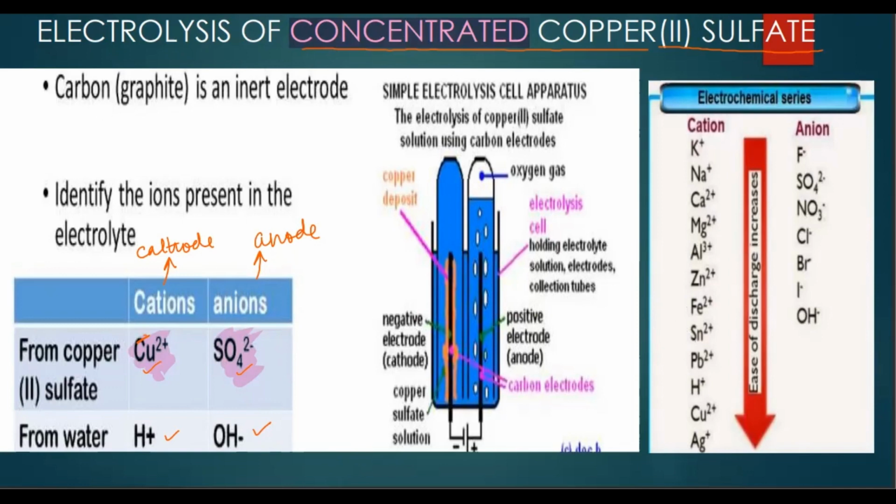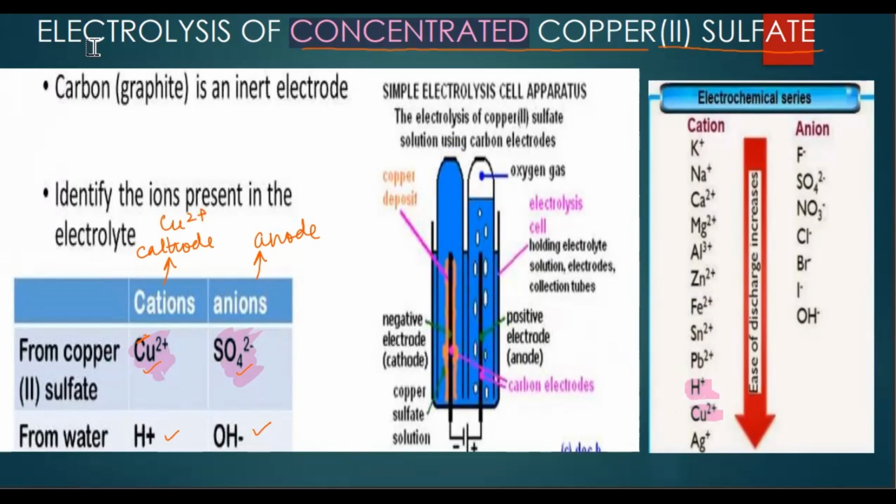Now here we have the copper. Let's locate them on the electrochemical series. Here we have copper, and above that we have hydrogen. So there is no ion in between. So the more concentrated will be discharged. That means in this case, at the cathode, the copper ions will be discharged, right?